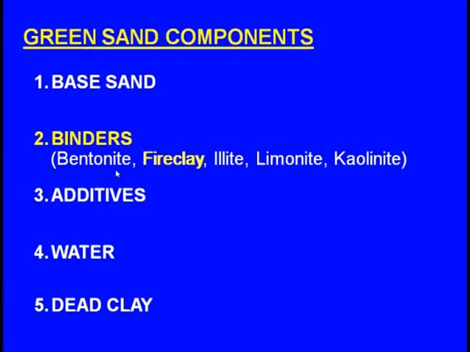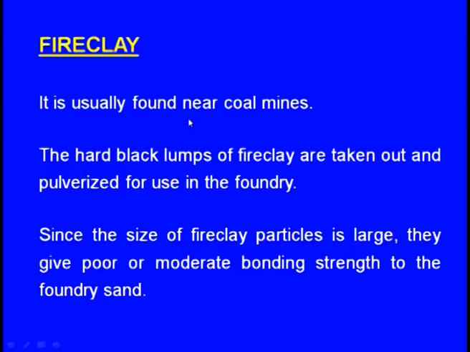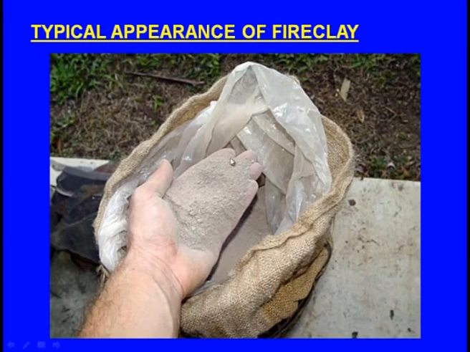So, we have completed the bentonite. Next, we will see the fire clay, right. Fire clay is the next clay among the binders. It is used next to the bentonite. What is this fire clay? It is usually found near the coal mines, right. The hard black lumps of fire clay are taken out and pulverized for use in the foundry. Since the size of the fire clay particles is very large, they give poor or moderate bonding strength to the foundry sand. So, this is the typical appearance of the fire clay.